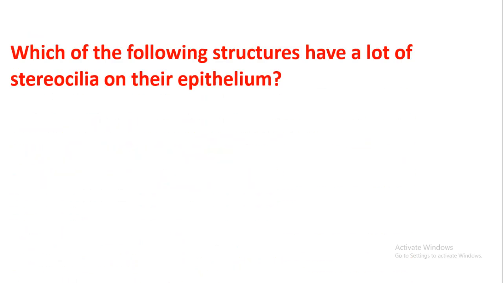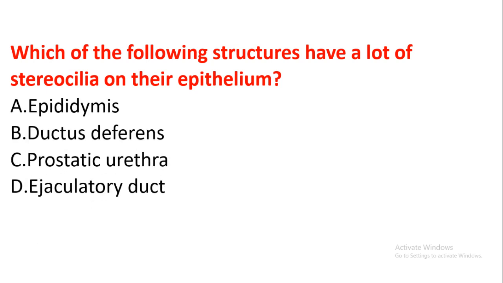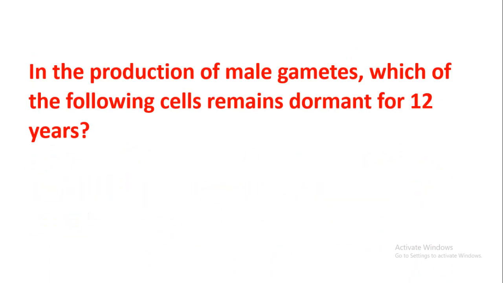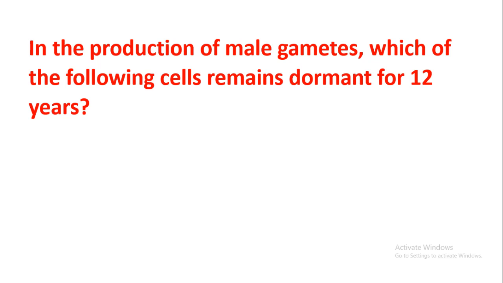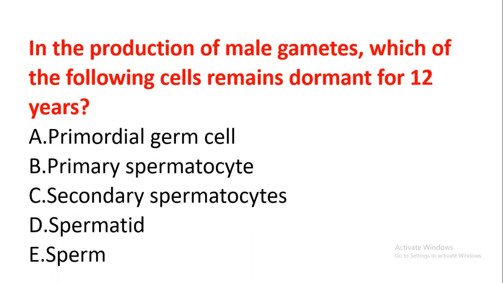Then, which of the following structures have a lot of stereocilia on their epithelium? If you look at all of these structures, they have stereocilia, but the one with a lot of stereocilia is the epididymis. In the production of male gametes, which of the following cells remain dormant for 12 years? A cell that normally remains dormant for 12 years is just the primordial germ cells, and this primordial germ cell is the one which originates from the walls of the yolk sac.